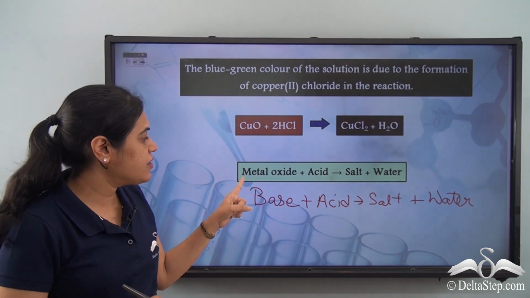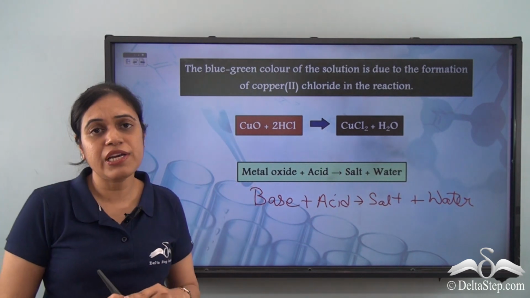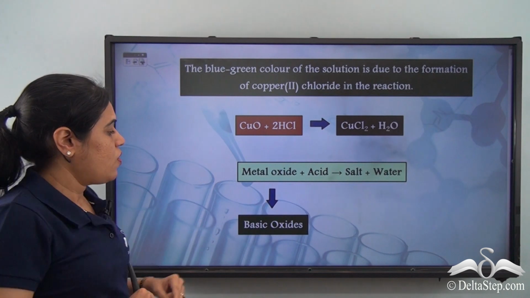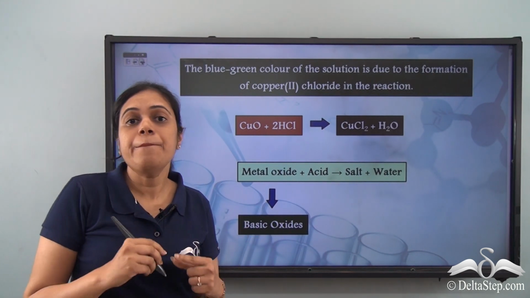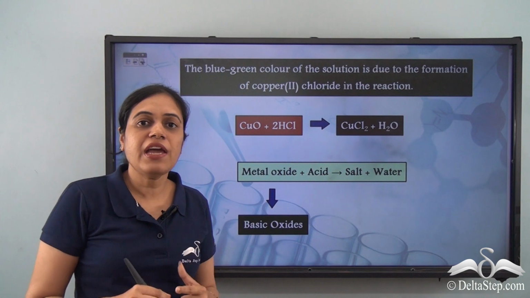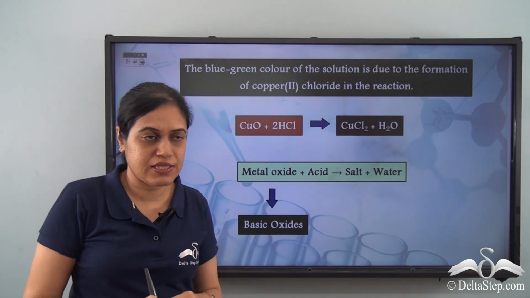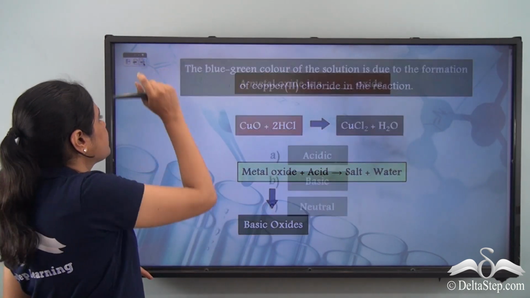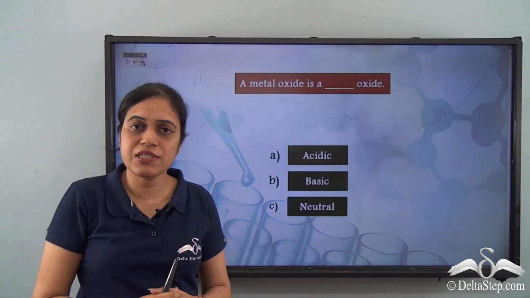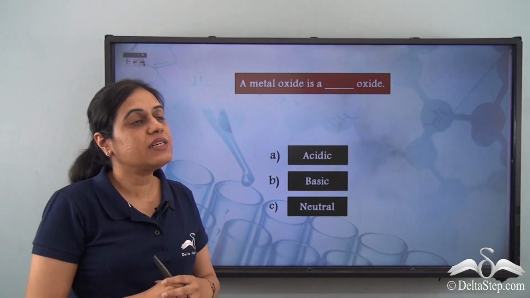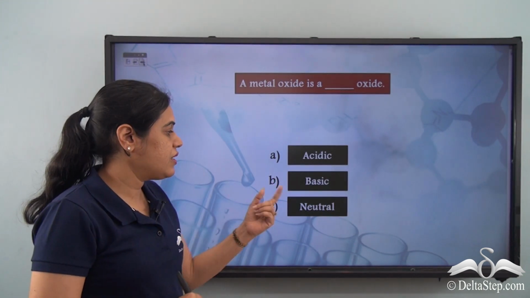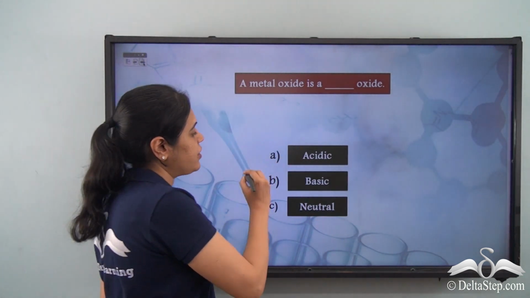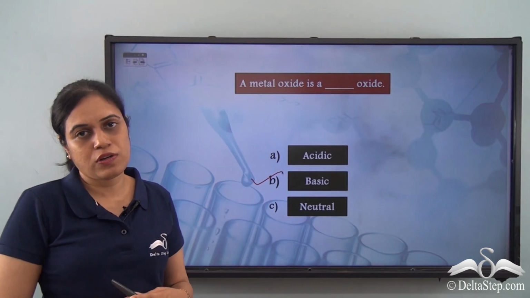So we can say that here this metal oxide is more or less reacting like a base. So we say that metal oxides are basic oxides. They display some properties of bases. Now can you answer this question? A metal oxide is a dash oxide: acidic, basic or neutral. As we have studied just now, a metal oxide is a basic oxide.